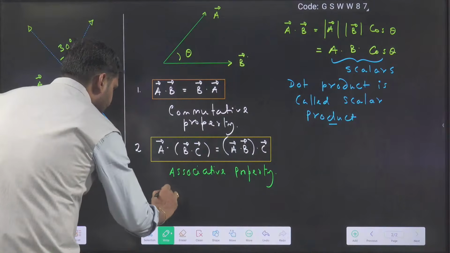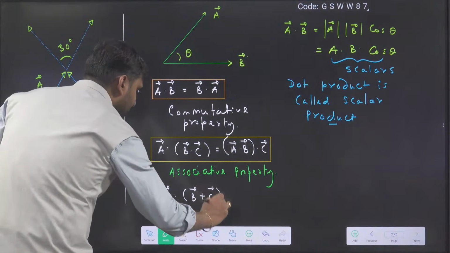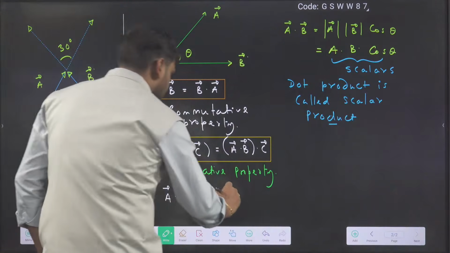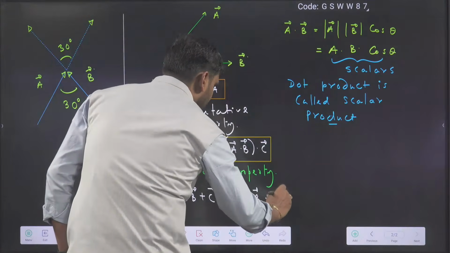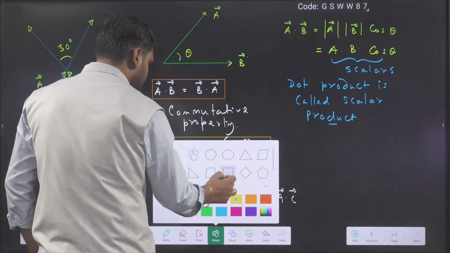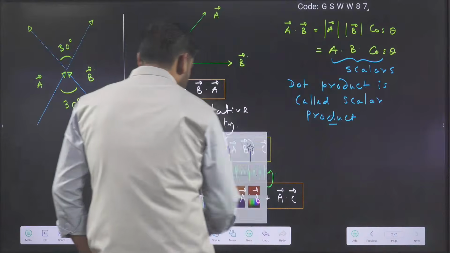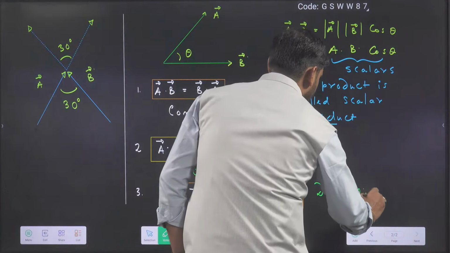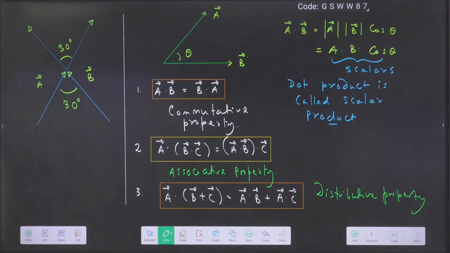Number 3 is A vector dot B vector plus C vector. A vector dot B vector plus C vector is equal to A vector dot B vector plus A vector dot C vector. This is called distributive property. This property is called distributive property. So 3 things it is following.